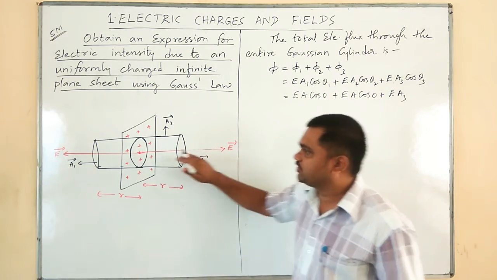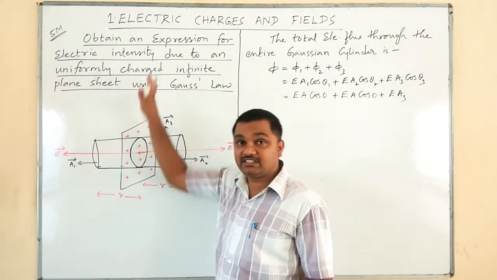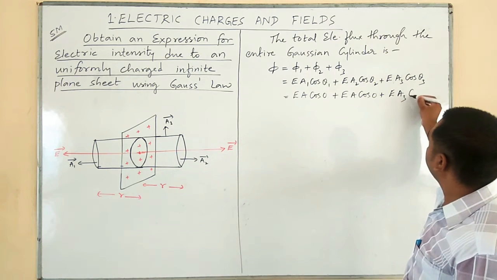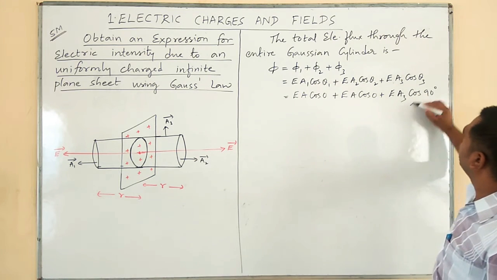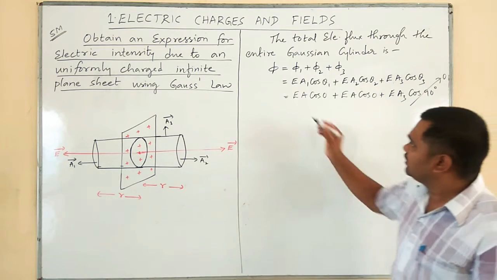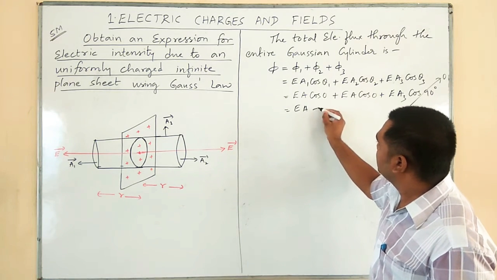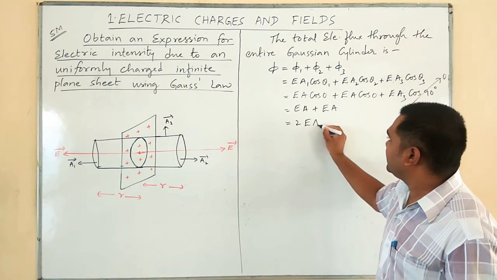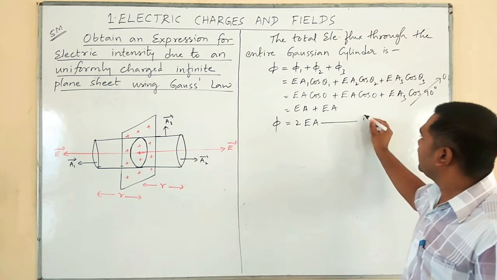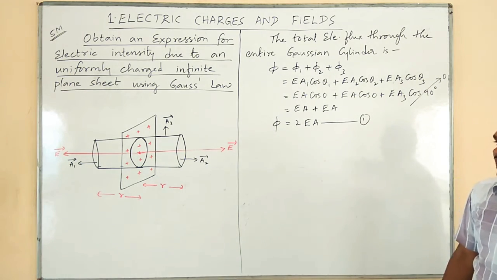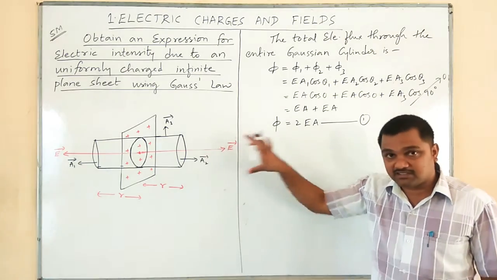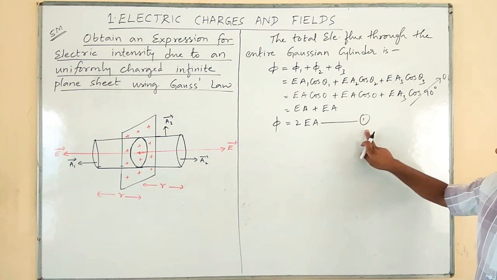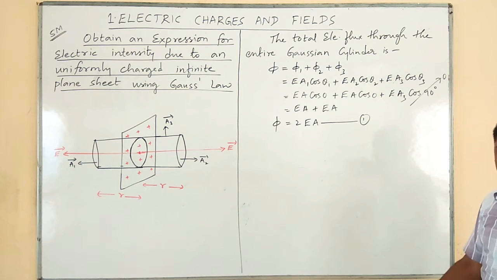the angle between E and A3. E is along this direction or along this direction, but A3 is upwards. Therefore, the angle between them will become 90 degrees. Therefore, it is cos 90 degrees, and cos 90 is anyhow 0. Therefore, it is EA plus EA, that is 2EA. So this is the total electric flux we have found, which is passing through the entire Gaussian cylinder. For my convenience, I will call this equation number 1.